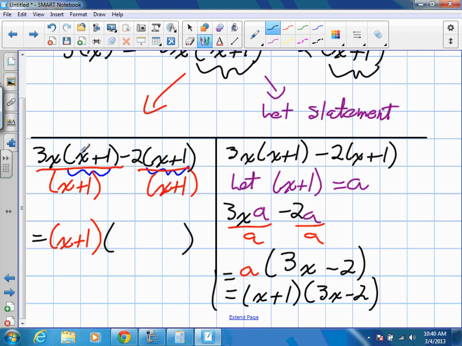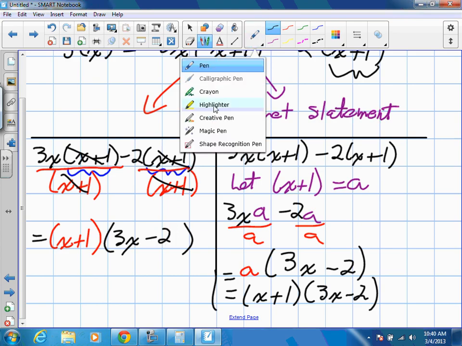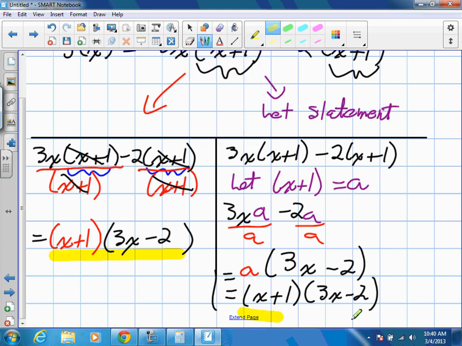So what is my first term? 3x. And what's the second term? Minus 2. If you notice, the answers are identical. Both of these are the exact same thing, though we used the let statement with a few more steps, and the other one we were able to recognize right away. Whichever you find more comfortable, I suggest you use when going through.